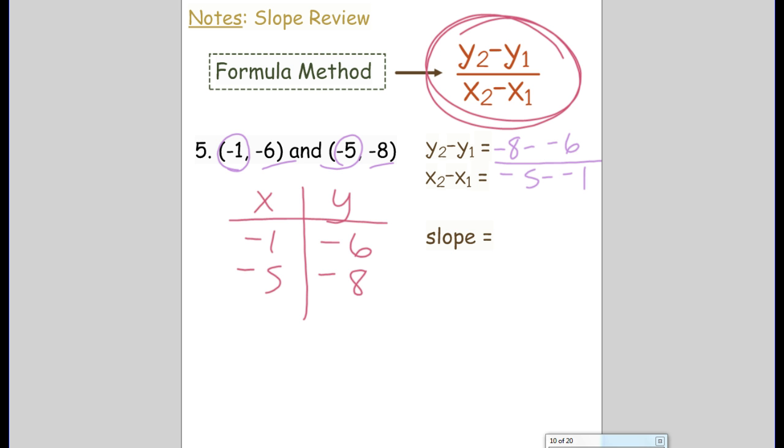So from 6 to 8, how do you get from 6 to 8? Right, so you would say, 2. How would I get from negative 6 to negative 8? It'd be backwards 2. Okay. How would I get from negative 1 to negative 5? Backwards 4. Right? Delta x is negative 4.